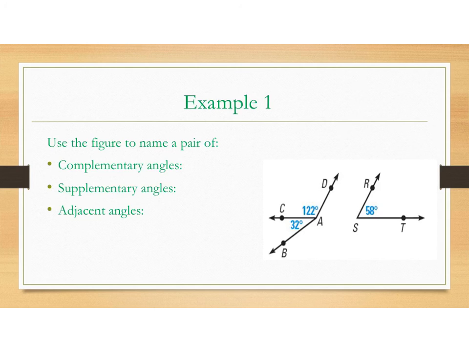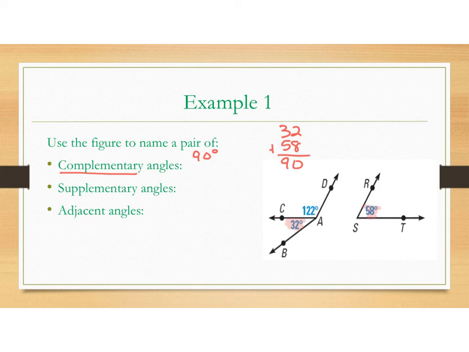First example, it says use the figure to name a pair of complementary angles. So again, key here, you know that complementary angles, when you add them, they need to be 90. So I'm looking for two angles. I'm going to try the 32 and the 58.